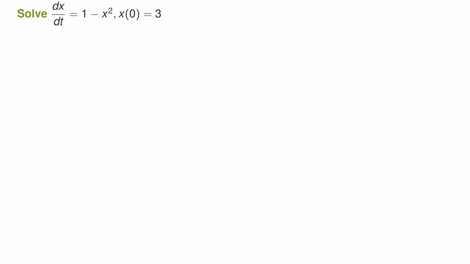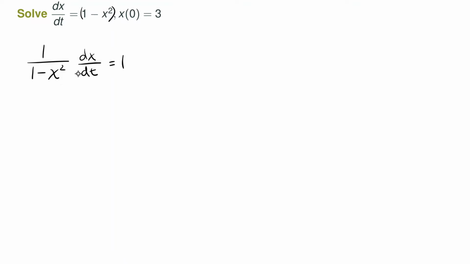Let's solve this initial value problem. The first thing we note is that we can divide both sides by this 1 minus x squared, and since it's a separable differential equation, we'll end up with 1 minus x squared dx/dt equals 1. Now let's think about what would happen when we integrate both sides with respect to t.